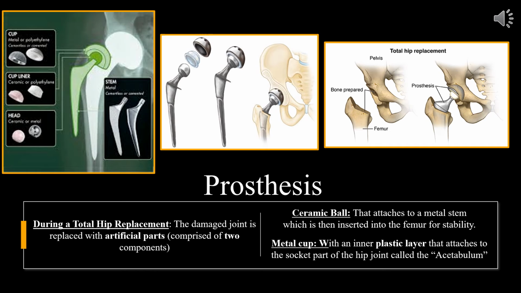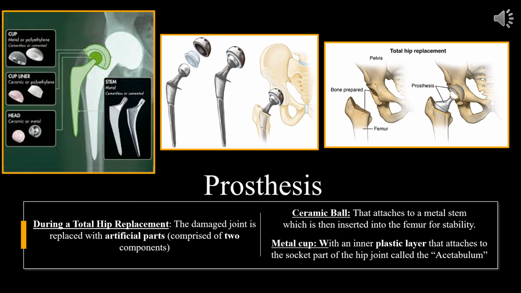Okay, guys, we're making our way into the fun parts of this presentation. So let's talk a bit about the prosthesis that's going to be used during a total hip arthroplasty. So again, during a total hip replacement, the damaged joint is replaced with artificial parts. Those are comprised of two components: the ceramic ball that attaches to a metal stem, which is then inserted into the femur for stability, as you can see in the above images.